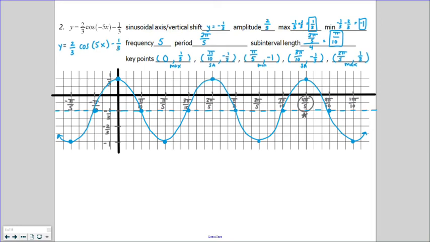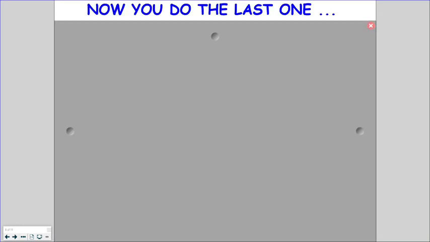All right, so pause the video, and you guys are going to come back for the answer to 3 after you guys have filled all the information out and done 2 full cycles of the graph. The final answer for number 3 looks like this.